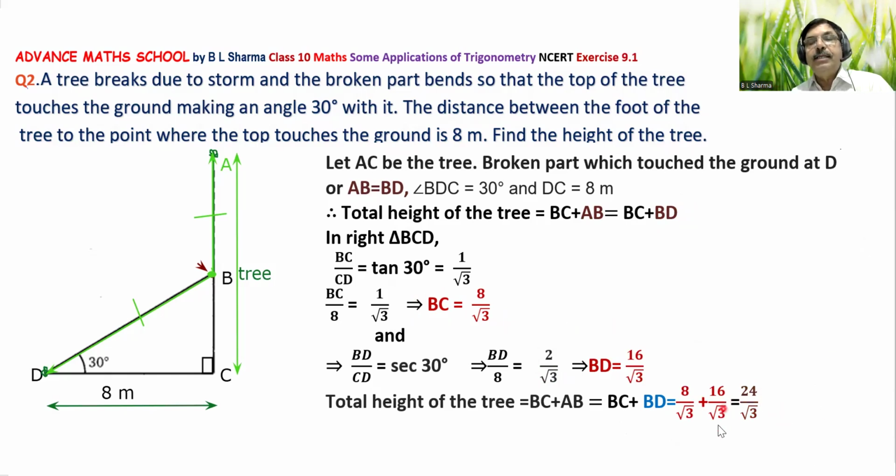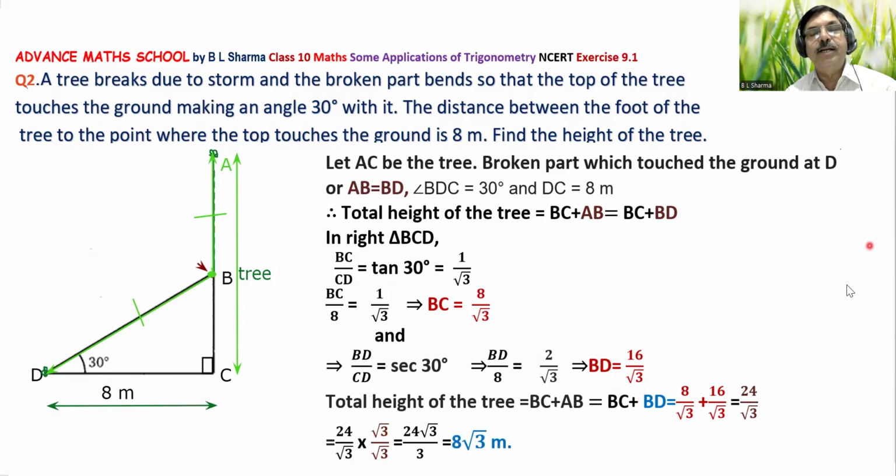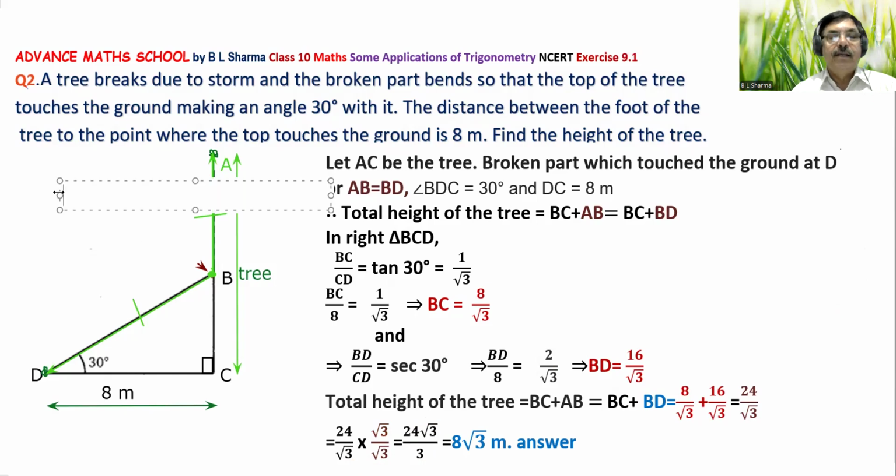We should rationalize the denominator, meaning now multiply and divide by root 3. Multiply by root 3, divide by root 3. 24 as it is, root 3 into root 3 is 3. Now 3 8s are 24. So 8 root 3. So what is the height of the tree? That is 8 root 3 meters, the answer. This question is very, very important.